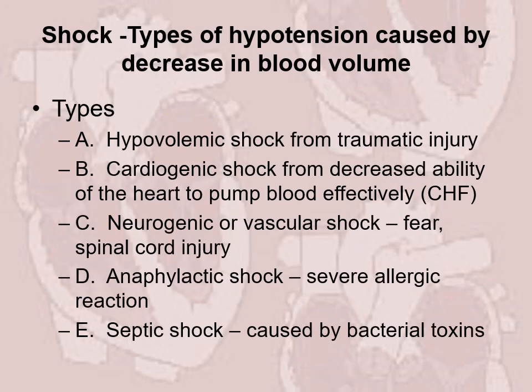And then the chapter ends with types of hypotension caused by a decrease in blood volume, and this is called shock. Types of shock: the first one is hypovolemic shock from a traumatic injury where you lose large amounts of blood. 2, cardiogenic shock from decreased ability of the heart to pump blood effectively, like we saw in congestive heart failure. 3, neurogenic or vascular shock from fear or a spinal cord injury. 4, anaphylactic shock, which is a severe allergic reaction that causes a rapid drop in blood pressure.